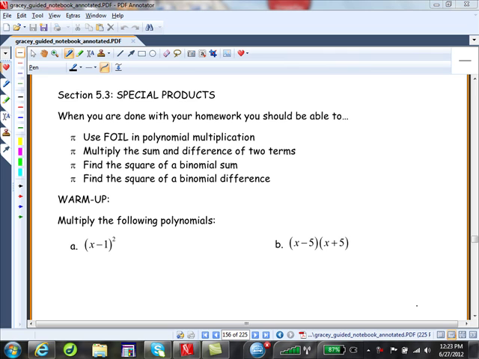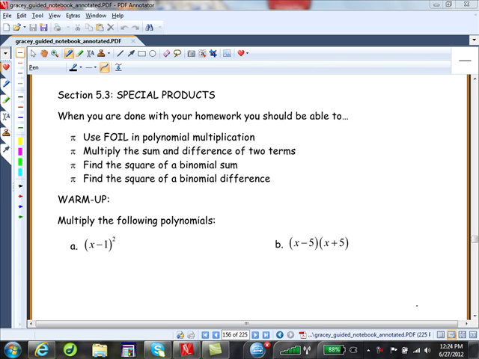Today we will be covering special products, and as always we are working from Robert Blitzer's Introductory and Intermediate Algebra for College Students textbook, and we shall begin. So our goals today are to learn how to use FOIL and polynomial multiplication.